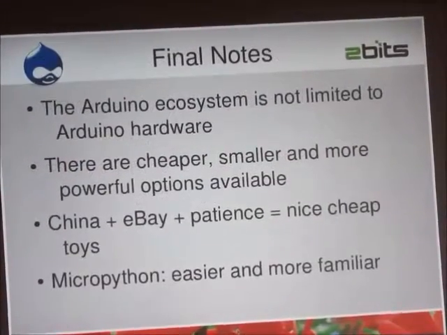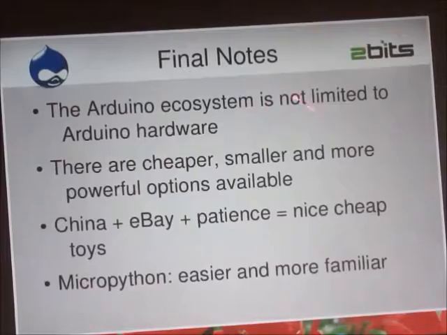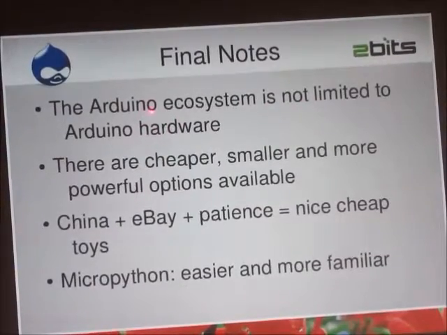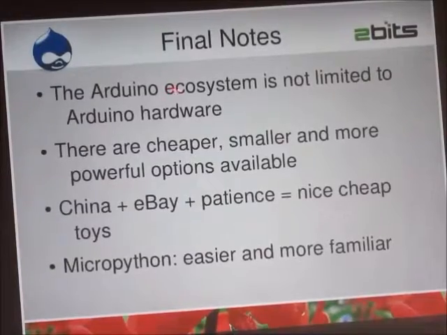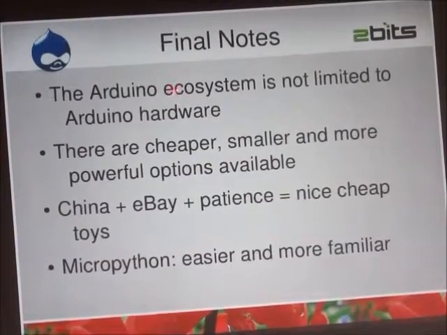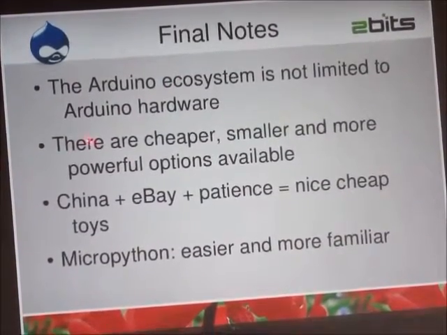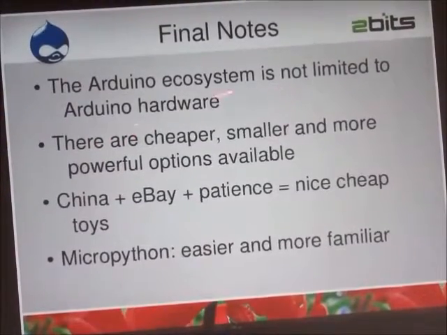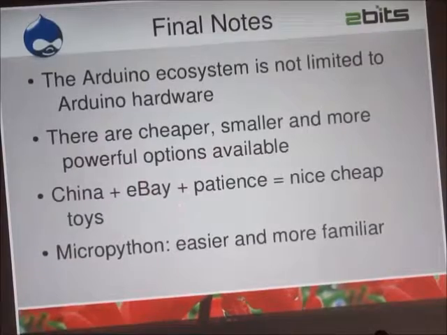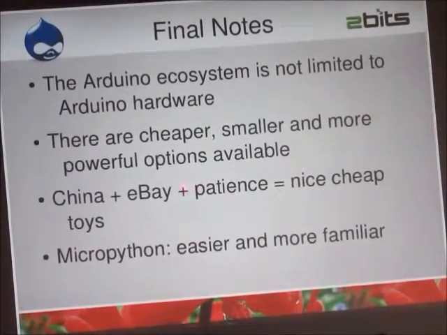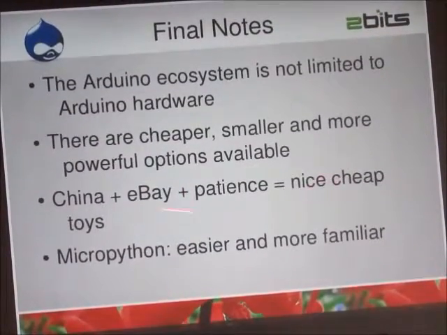And here are my final notes. The Arduino ecosystem is not limited to Arduino hardware. Okay, there are other stuff that's interesting and cheap, and there are cheaper, smaller, and more powerful options available. Okay? And China plus eBay plus a bit of patience because it takes 6 to 8 weeks for stuff to show up. Okay? Is nice cheap toys.